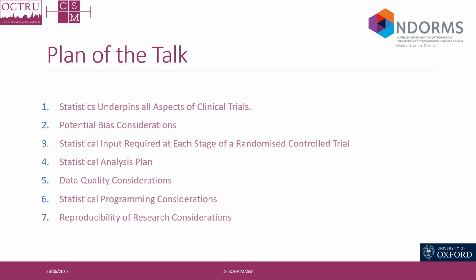This is the plan of the talk. First of all, we will look at how statistics underpins all aspects of clinical trials. Then we will go through some potential bias considerations arising in clinical trials, some statistical input that is required at each stage of a randomized controlled trial, some details about the statistical analysis plan and why it is important, and the content of a statistical analysis plan, some data quality considerations, statistical programming and coding considerations, and finally, a good practice requirement for statisticians and for reproducibility of research considerations.